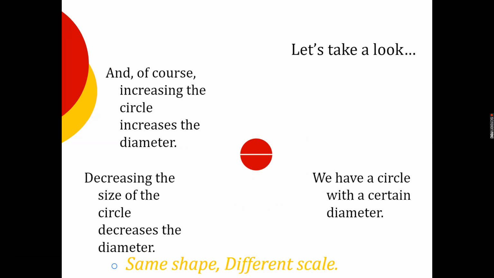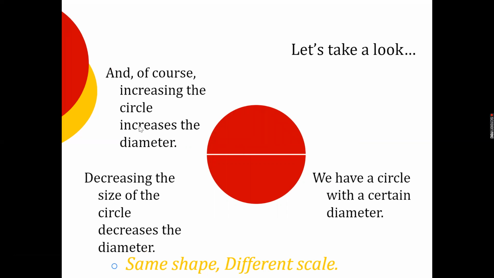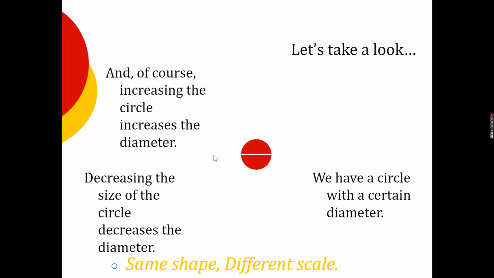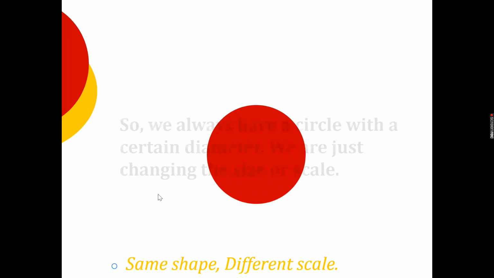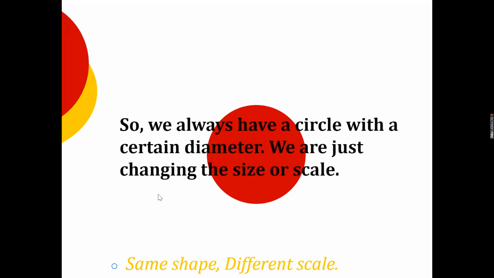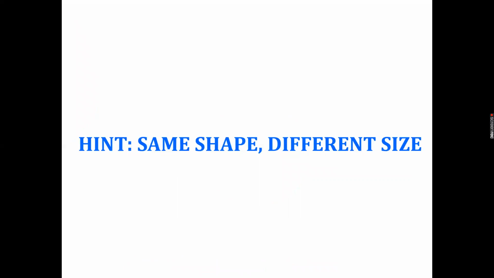If we increase, the circle increases the diameter. So if we look at that again, that diameter is increasing. But it doesn't matter if we're increasing or decreasing, it's always going to be a circle, and it's going to have some kind of diameter. We're just changing the size or the scale. So keep in mind, it's the same shape, it's always a circle. It's just a different size of the circle.